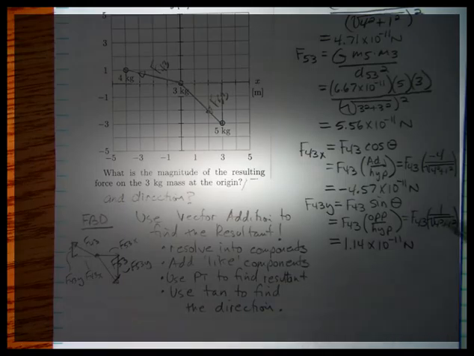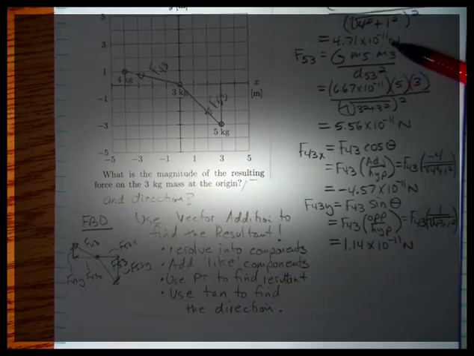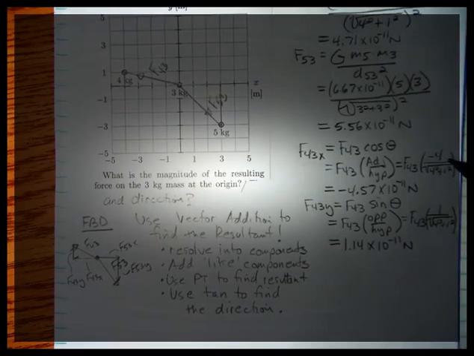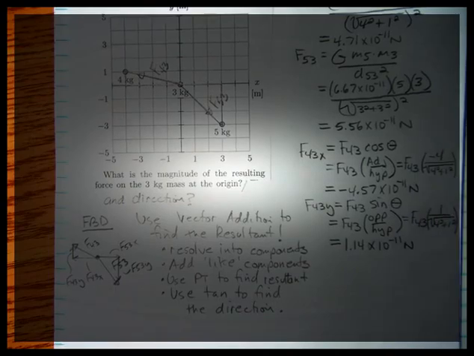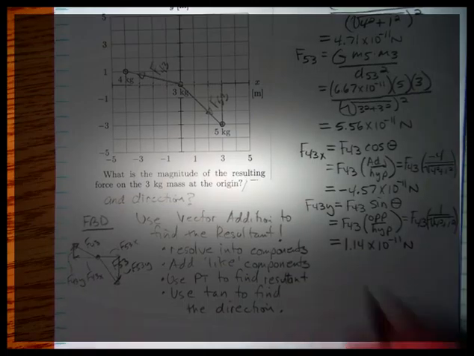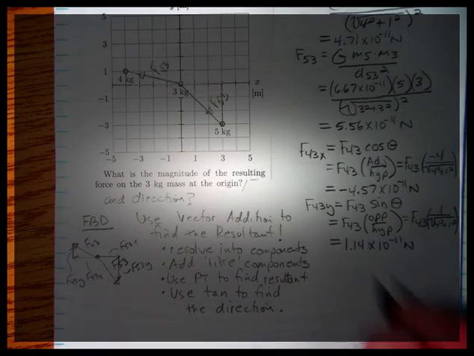Okay, so if we multiply 4.71 times 10 to the minus 11 times -4 divided by the square root of 17, we get the x component, which is -4.57 times 10 to the minus 11. Okay? All right, so we've broken the first vector, F43, into its x and y components. Now we're going to break F53 using the same technique.